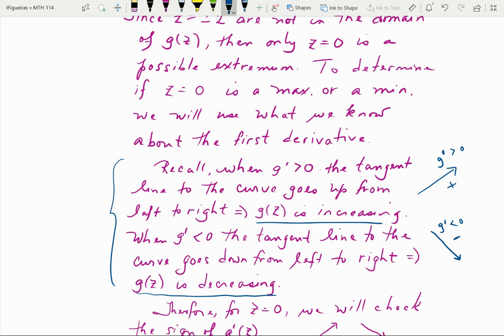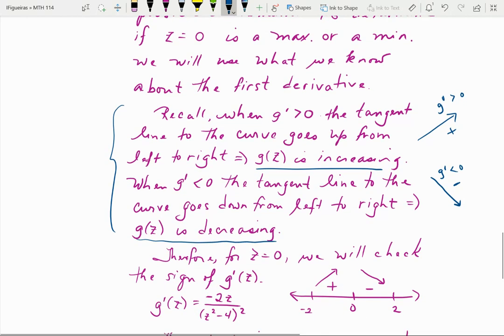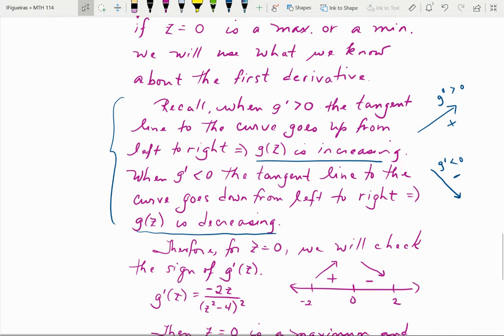Therefore, for z equal to 0, we have to check the sign of g prime of z. Is it positive or negative? So notice that here I put on my number line all of my critical points, negative 2, 0, and 2. Even though negative 2 and 2 are not going to be max or mins, I have to be careful not to use them when I'm testing what's going on at 0. So I'm putting them there so that I keep that in mind.